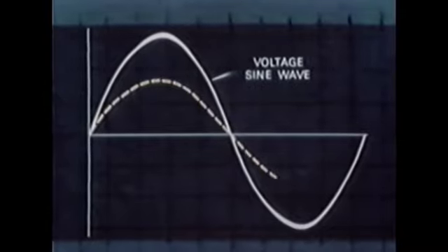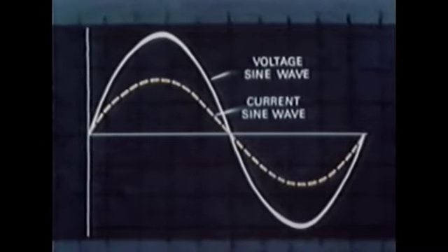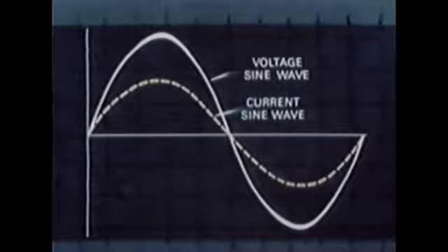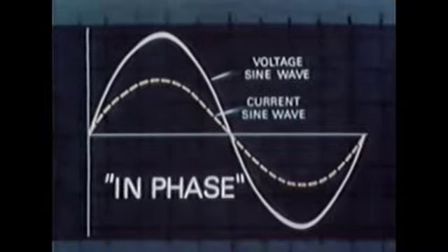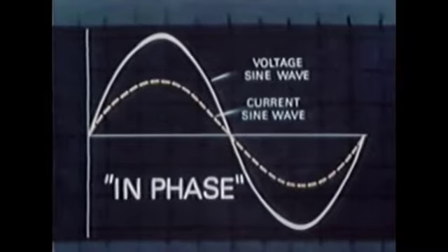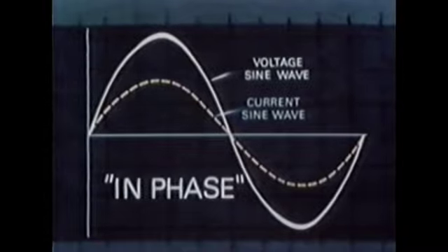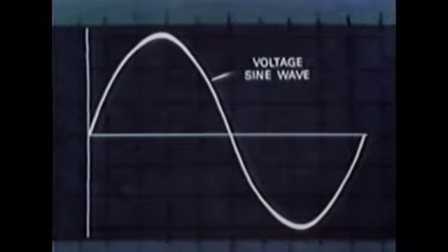If we plot the pattern of the current's direction, we find that it too is a sine wave. However, since the voltage and current sine waves are in phase in simple resistive circuits, such as with an electric light, that is, they pass through their 0 points at the same time, we will plot only the voltage wave to illustrate the flow of alternating current.